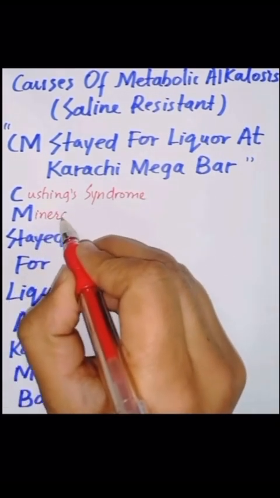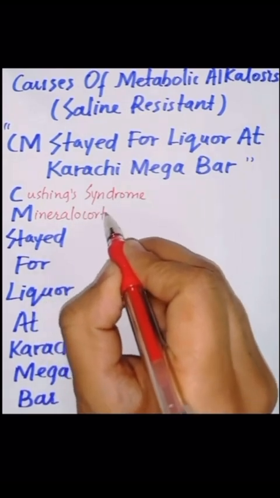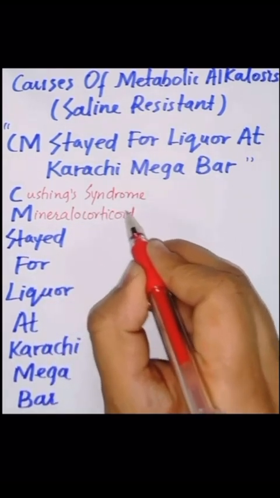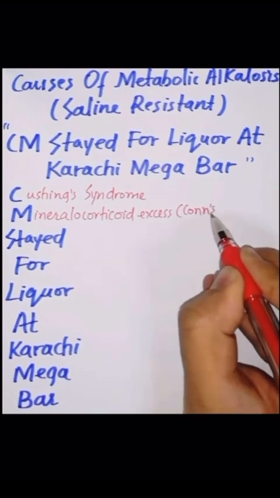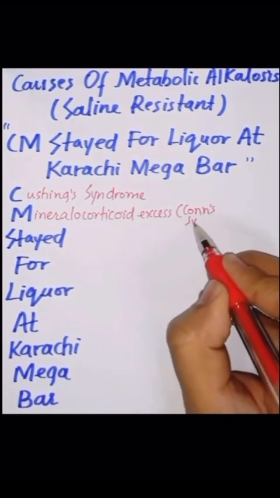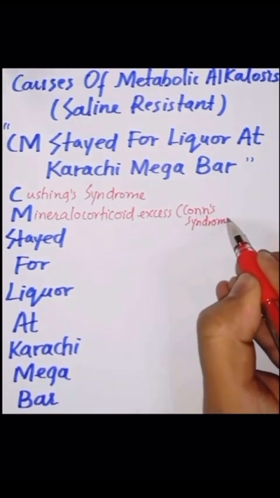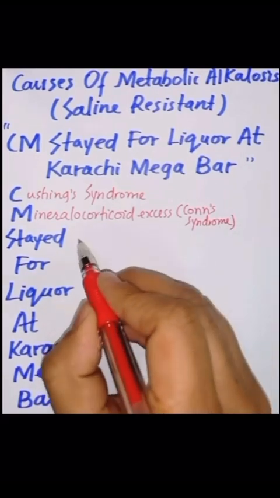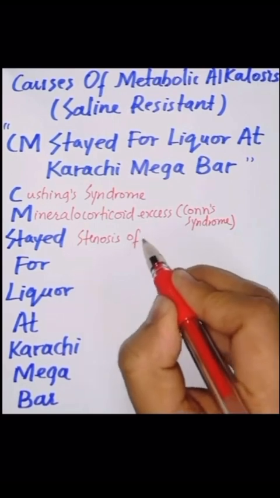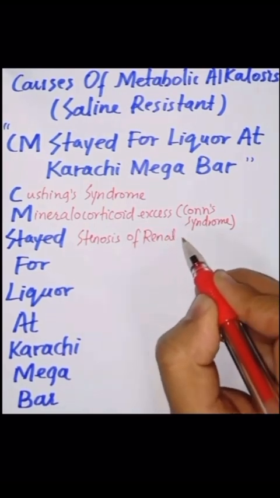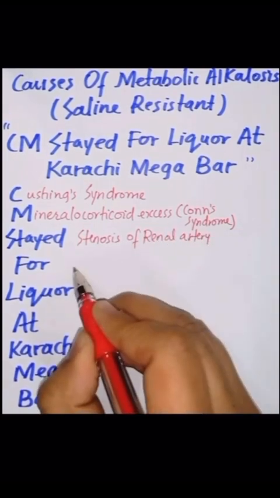Mineralocorticoid excess, also known as primary hyperaldosteronism, or Conn syndrome, that occurs when the adrenal glands produce too much of the hormone aldosterone, which helps regulate sodium, potassium, blood pressure, and water balance. Stenosis of the renal artery, which is the narrowing of one or both of the renal arteries, most often caused by atherosclerosis.